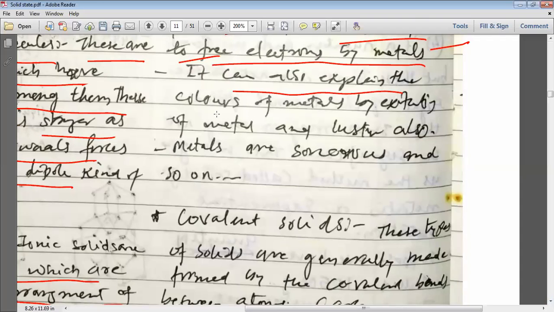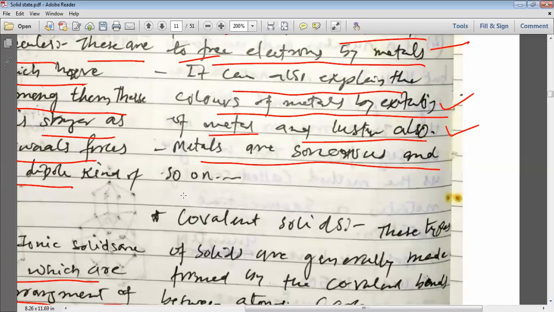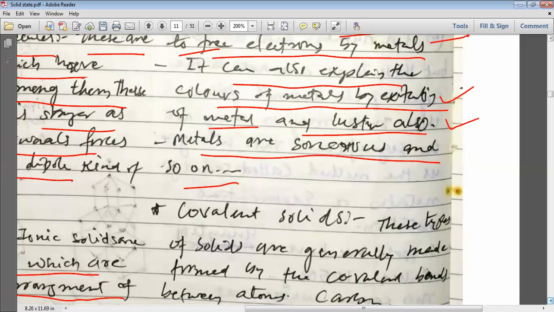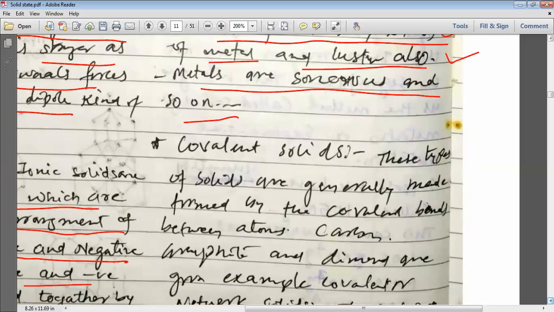It can also explain the color of the metals by exciting the electrons which are free in the metal, and metallic luster can also be understood. Metals are sonorous and so on. That is what you have studied in the previous standards about their characteristics in detail.